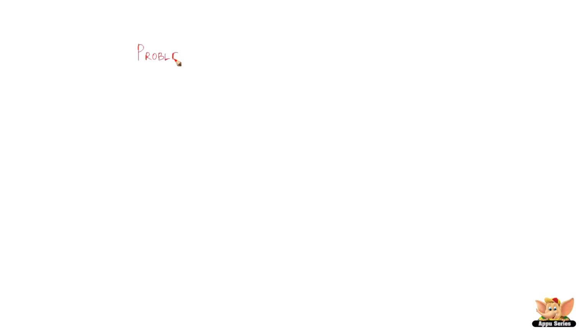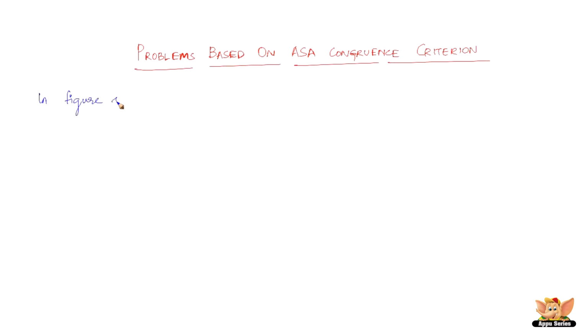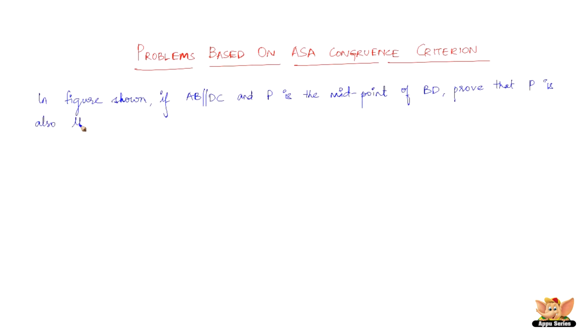Here, let us solve problems based on angle-side-angle congruence criterion. Now the question goes like this. In the figure shown, if AB is parallel to DC and P is the midpoint of BD, prove that P is also the midpoint of AC.